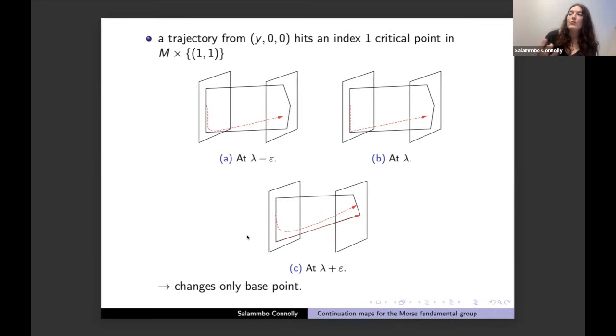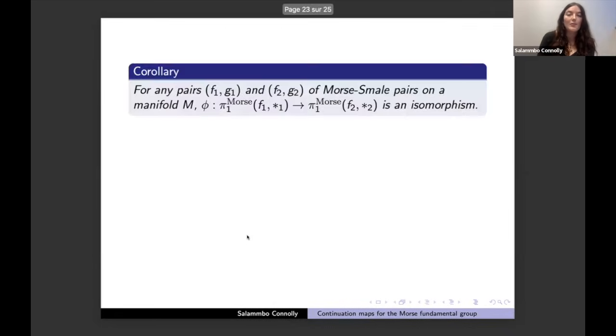And so in the end, we can understand all the changes that can happen, and in every case you get a loop that is equivalent to the loop that we had at lambda equals 0, when lambda is equal to pi over 2. Therefore, you get a commutative diagram, and that in particular gives you a proof that the Morse fundamental group does not depend on choices. And that's most of what I wanted to talk about.